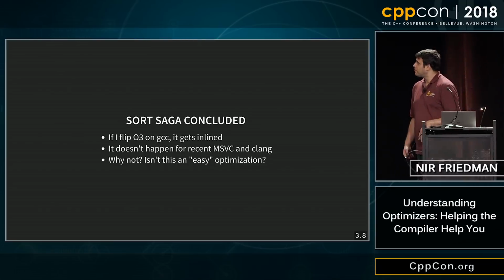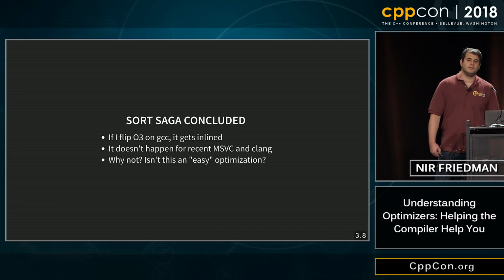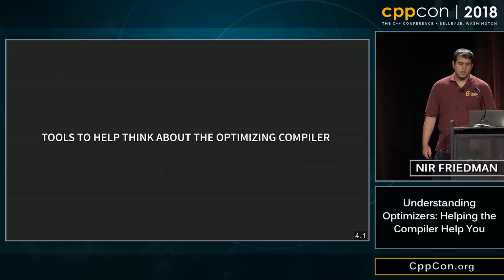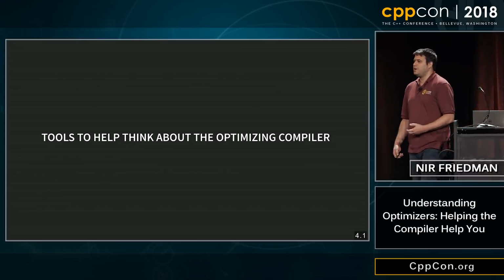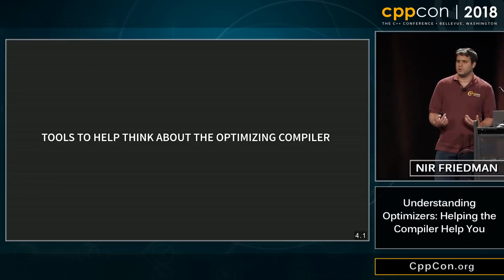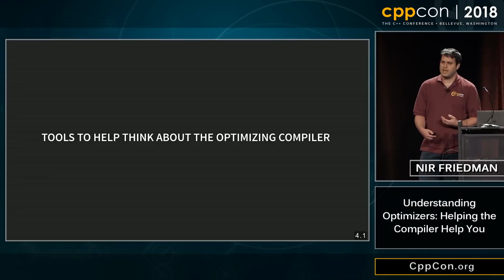So isn't this optimization easy? Well, no, not really. Depends how you look at it. Okay, so in order to make this all seem less weird, we're going to talk a little bit about some very basic tools to think about what an optimizer has to work with. And then we're going to come back to more examples, a lot more examples.